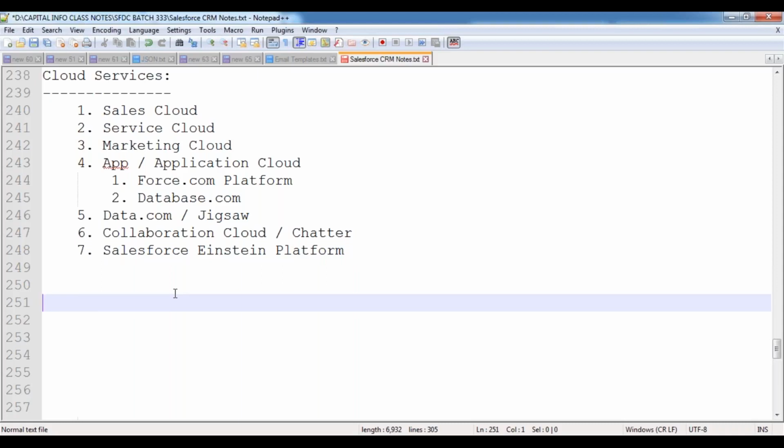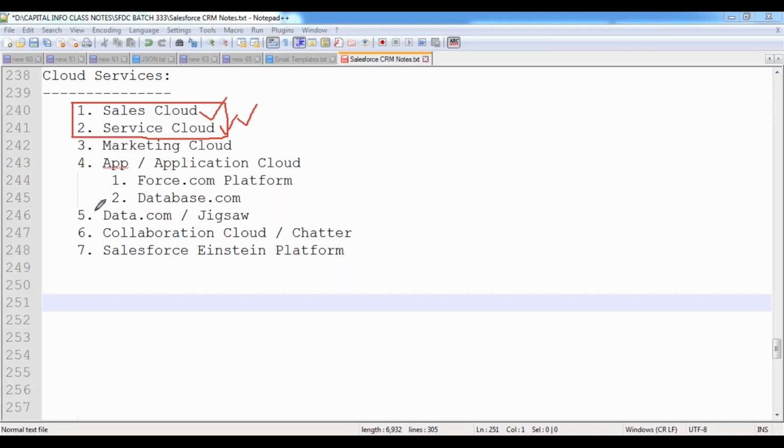Now, from the interview point of view, you will have some standard questions. What exactly is Sales Cloud? What exactly is Service Cloud? It's a common question in every interview. What do you mean by Sales Cloud? What do you mean by Service Cloud? What objects do we use in Sales Cloud? What objects do we use in Service Cloud? It's a standard question in every interview.